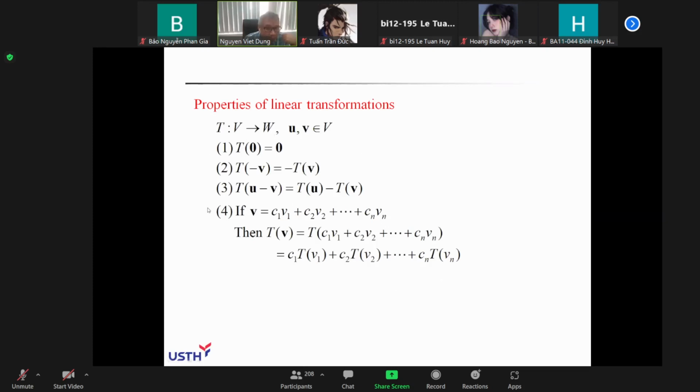And I insist that the most important property is property number 4. However, property number 1 is very practical. It says that a linear transformation always sends the zero vector of the domain to the zero vector of the codomain. That is very useful when you want to show something is not a linear transformation. You only need to verify whether T of 0 equals 0 or not. That is very easy to calculate, T of 0.